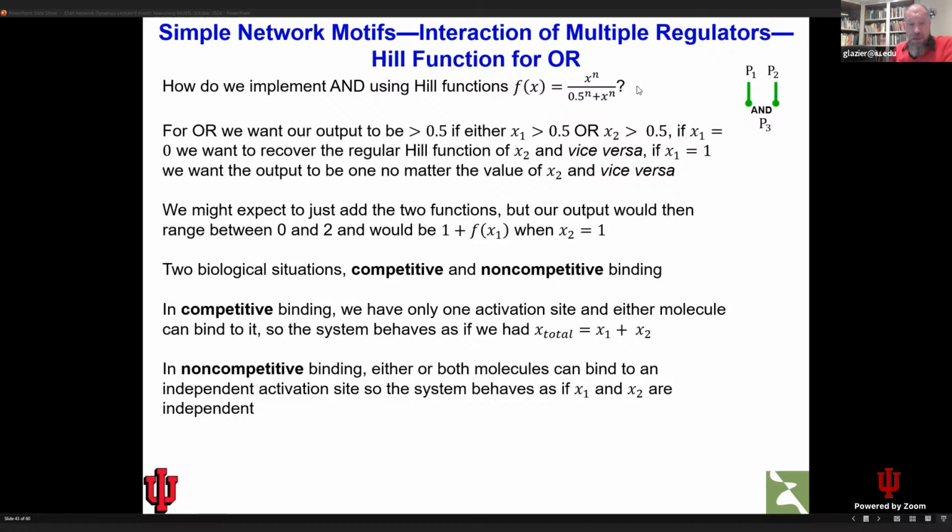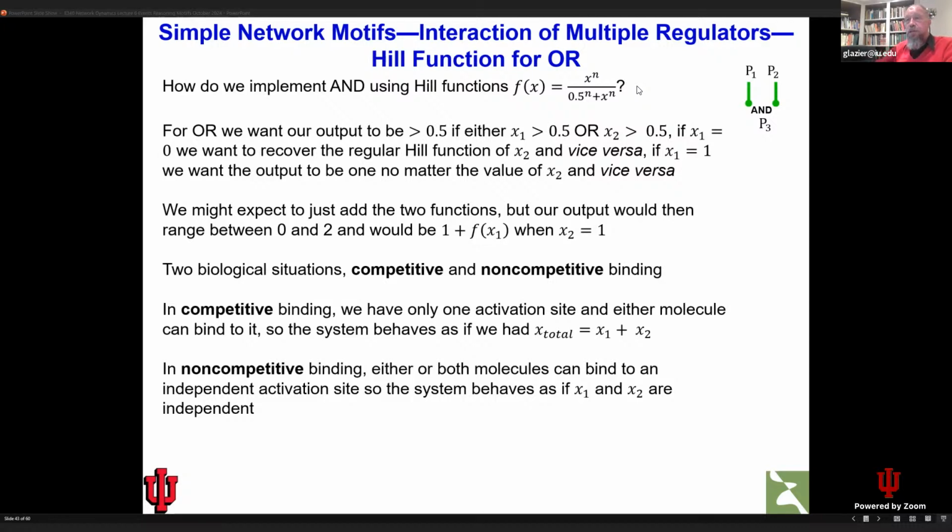So here we have to think about actually biologically what's going on. We can have two situations, one of which is called competitive binding, in which case there's a single binding site, and either x1 or x2 can bind to it. And in that case, we get a Hill function where the system behaves as if the concentration of x were just x1 plus x2. And so then the functional form will be quantity x1 plus x2 to the n over 0.5 to the n plus quantity x1 plus x2 to the n. That will have the right form.